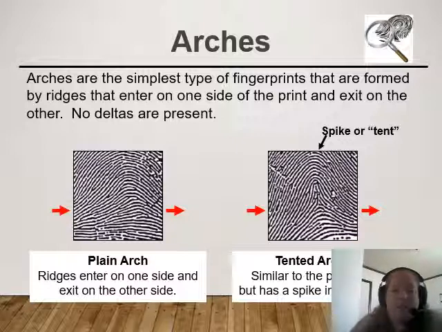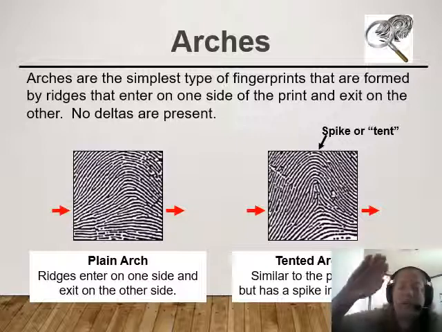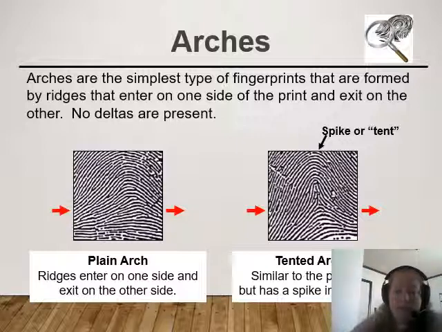You have arches. Arches are the simplest type of fingerprints, formed by ridges that enter on one side of the print and exit on the other. You don't have any deltas present. We're going to talk about deltas in a minute, so don't worry, okay? So you see the arch is just like a curve as it goes across your finger, or you can have a spike or a tent type arch. So on the left, you have a plain arch, and on the right, you have a tented arch.